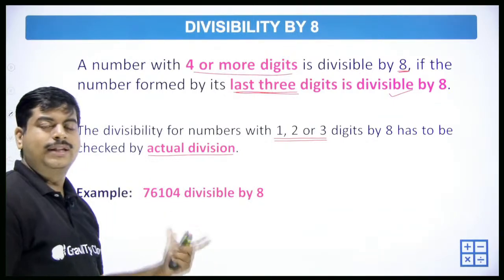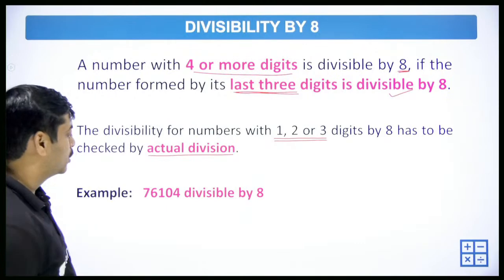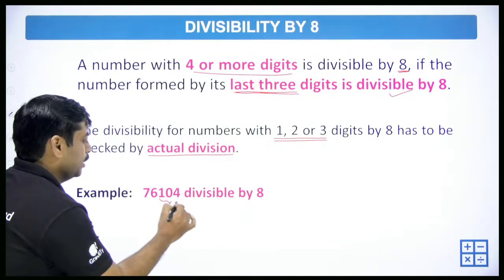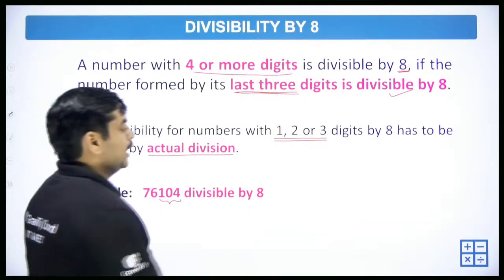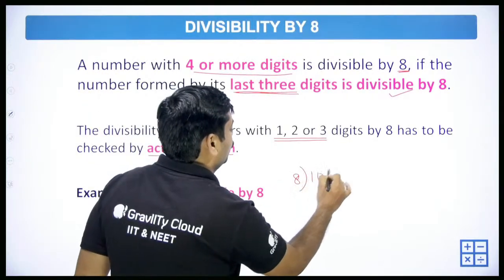Okay, see this one: 76104. 11, 11 plus 6 is 17, 17 plus 5 is 22, 22 plus 2 is 24. The last 3 digits are the only ones required. No need to go beyond that. No need to find the complete division. It is exactly divisible by 3.